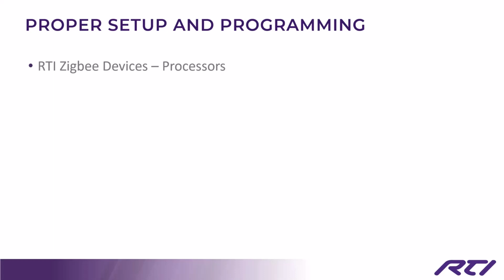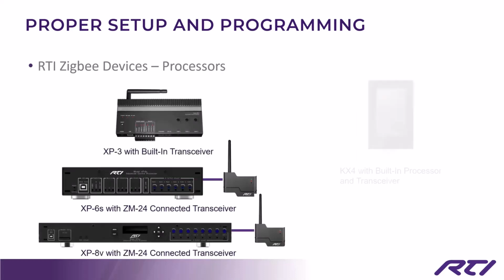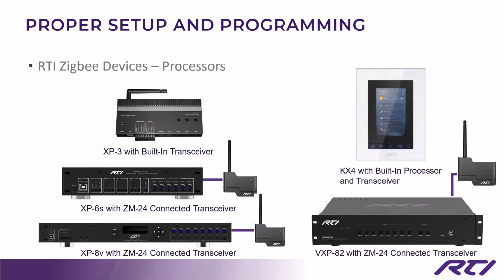But before we do that, let's take a brief look at the RTI Zigbee devices so you have an understanding of what those products look like in putting together your projects and jobs. In terms of the processors, the XP3 has a built-in transceiver. The XP6, XP8s and XP8v both need a ZM24 transceiver connected to the RTI COM port. The KX4, the all-in-one touch panel, does have a built-in transceiver, and the VXP82 collaboration device does have the RTI COM port on it, to which the ZM24 transceiver can be connected.